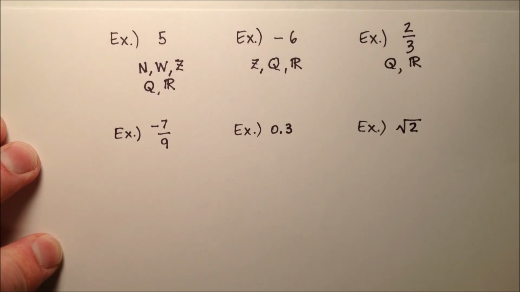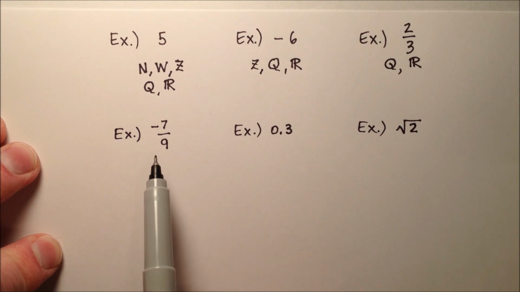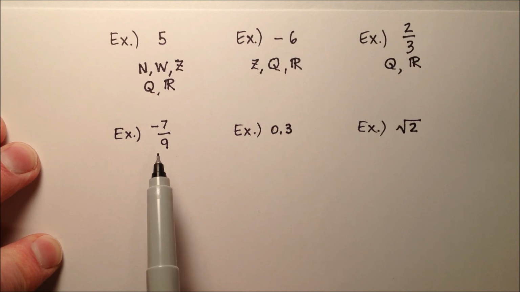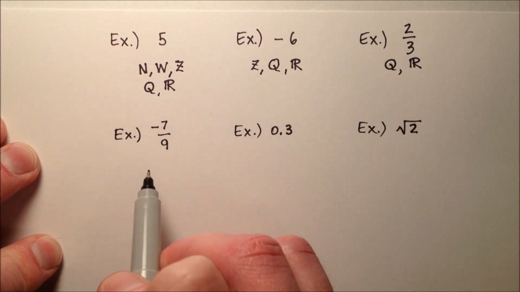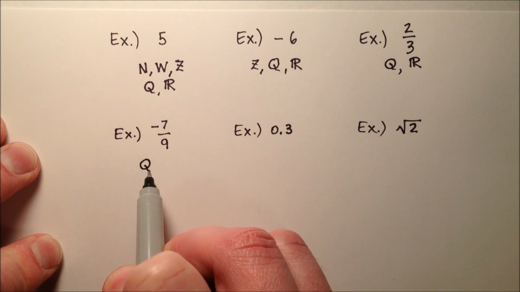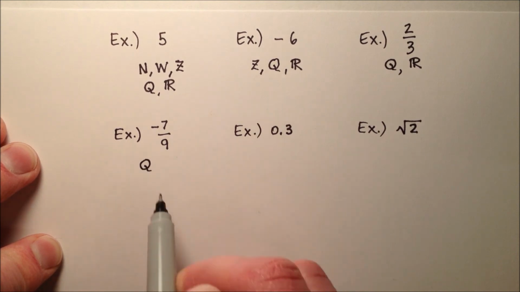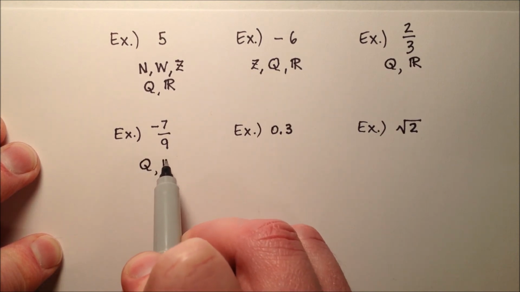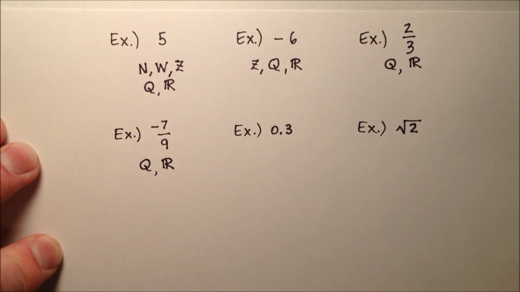Here are some additional examples that we can classify using the real number system. Our first one is negative 7 over 9. Now negative 7 over 9 is a fraction, and a fraction in this case can be a rational number because a rational number is a ratio of two integers. In this case, our two integers are negative 7 and positive 9. So we can say this is going to be a rational number, and we denote that with the letter Q. And if it's rational, it's also real.